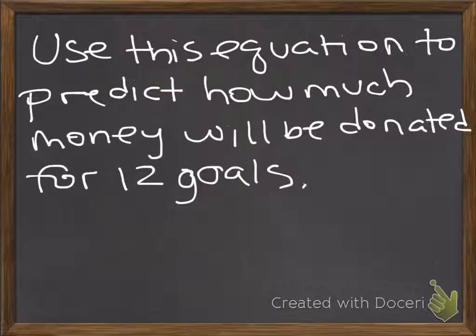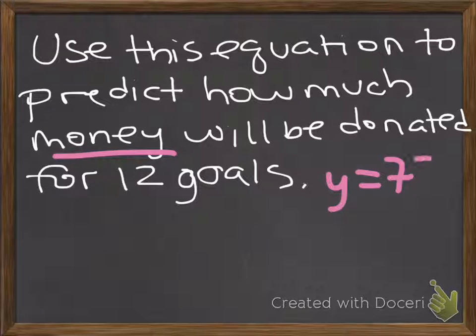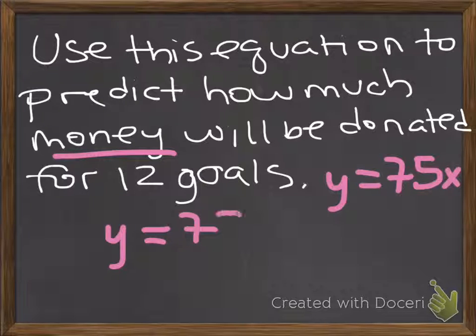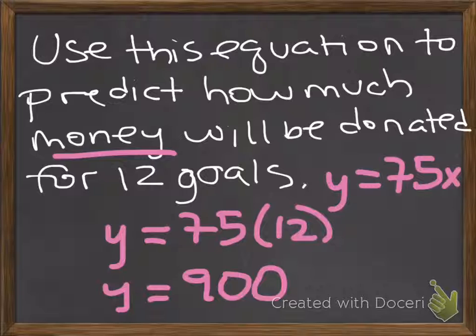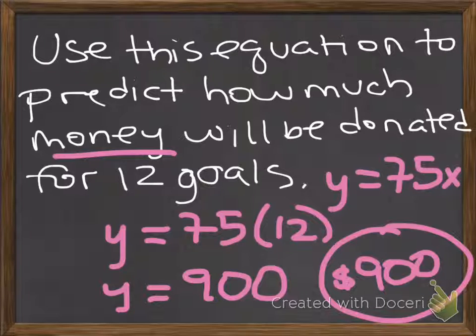Now we want to use that equation to predict how much money, represented with y, will be donated for 12 goals. So we use our equation, y equals 75x. We're finding y when there's 12 goals. So we plug in 12 for x, and we get 900. So this means $900 will be donated for 12 goals.